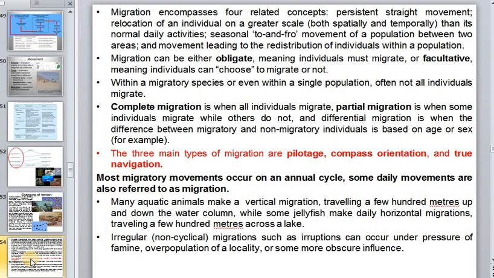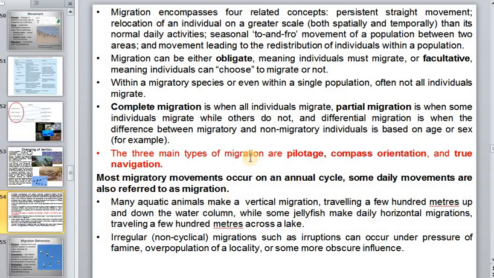Migration encompasses four related concepts, shown on this slide. The migration can be obligate or facilitative, and can be complete migration or partial migration. And the three main types of migration are pilotage, compass orientation, and true navigation. Most migratory movements occur on an annual cycle. Some daily movements are also referred to as migration. Here we can find pilotage, compass orientation, and true navigation.